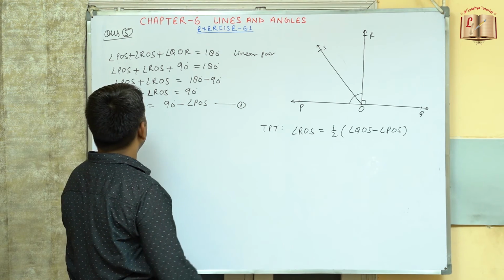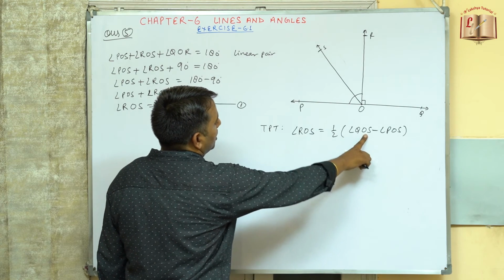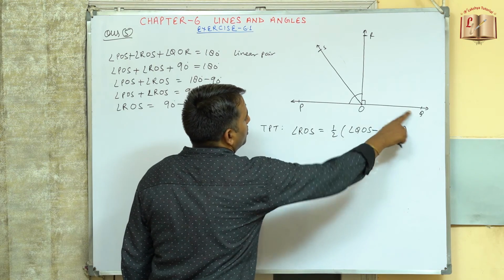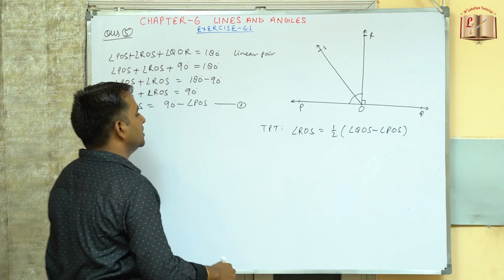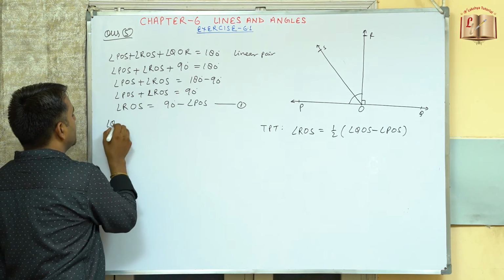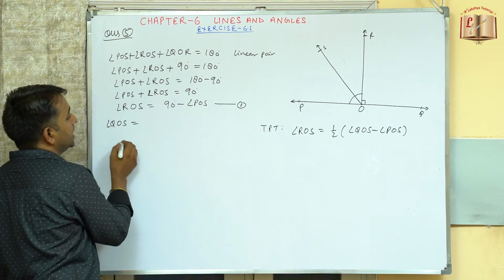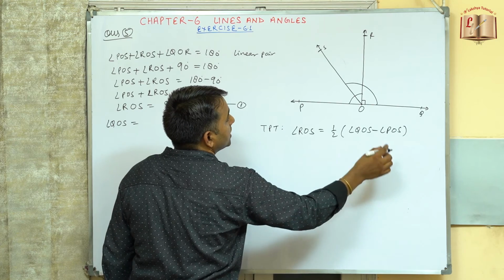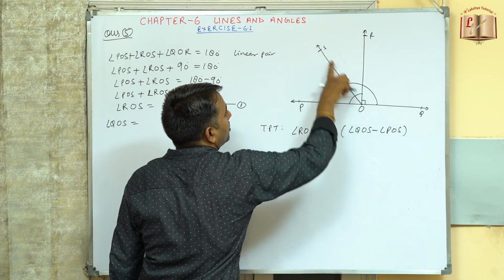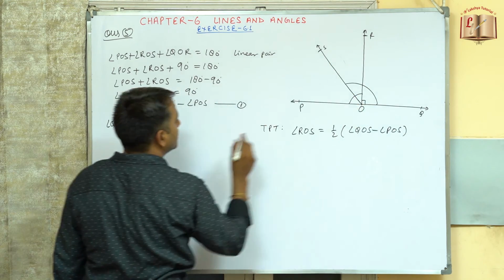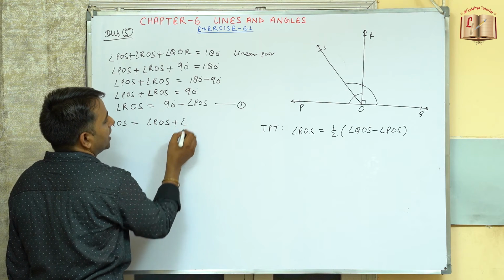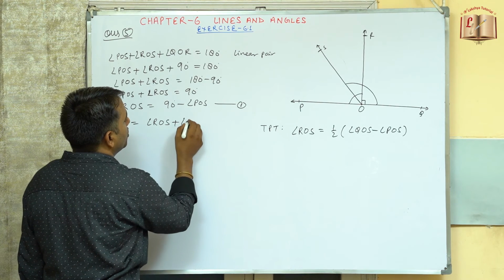So we got angle ROS in this term. Now we need to find out angle QOS. So angle QOS, this is given as this complete angle. This complete angle is angle QOS. So this is equal to angle ROS plus angle QOR.